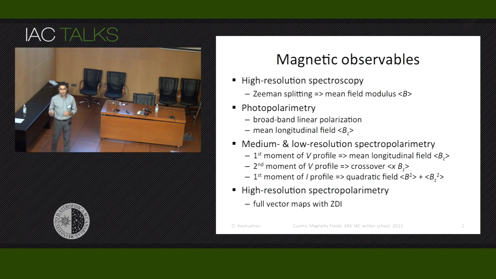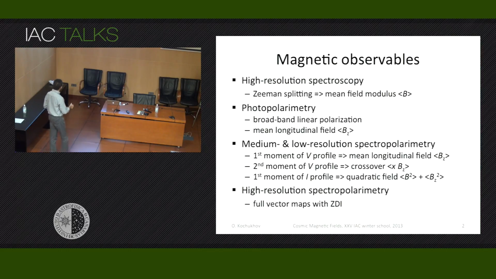There is also another technique related to low resolution photopolarimetric methods, and that is simply to measure the Q and U Stokes parameters over broad wavelength regions in Johnson BV, for instance, filters. And that is sensitive to so-called broadband linear polarization, which arises due to differential intensification of pi and sigma components.